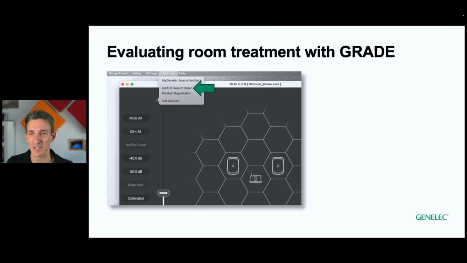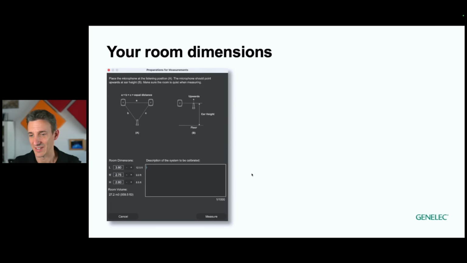Just go to Services, Grade Report Order, after you are logged in to your My Genelec account, and enter your room dimensions. By the way, this is also important to know. These dimensions don't change the calibration at all, because as you know, we do filterings, and these filters are just set because of the recordings from the sweeps. So there is no relation to the dimensions. The room dimensions are only used for the last chapter of the Grade report, where we somehow can tell you if you, for example, are a studio, then you should be within this corridor. If your room is, for example, like mine now, 27 cubic meters.